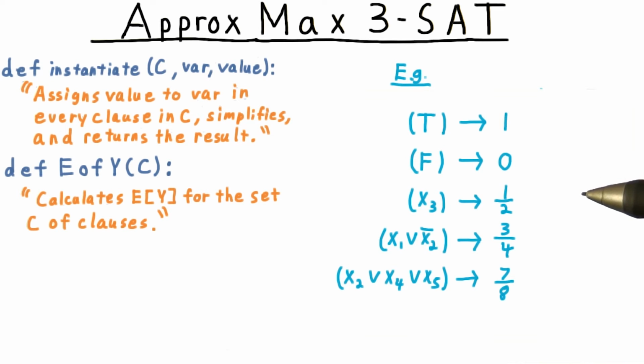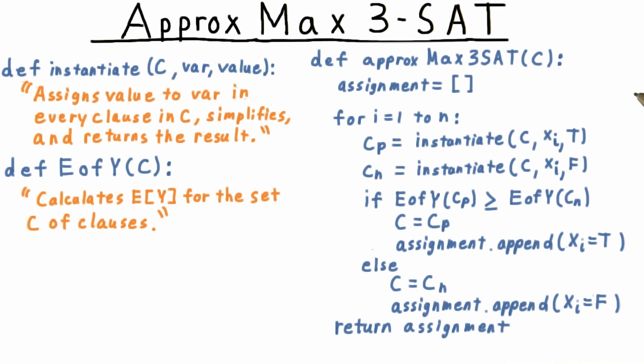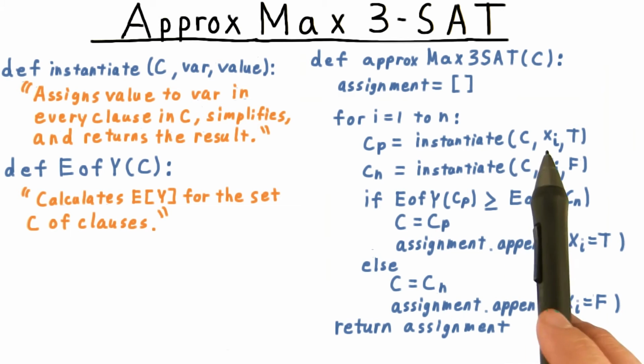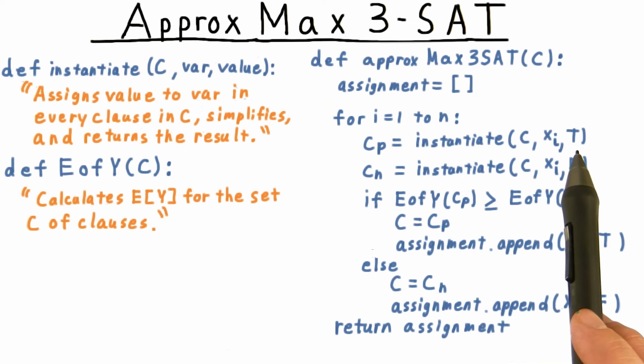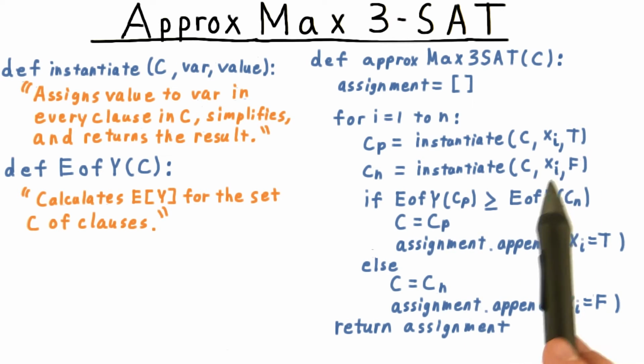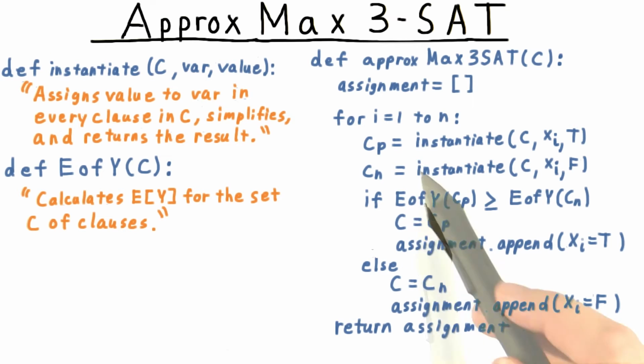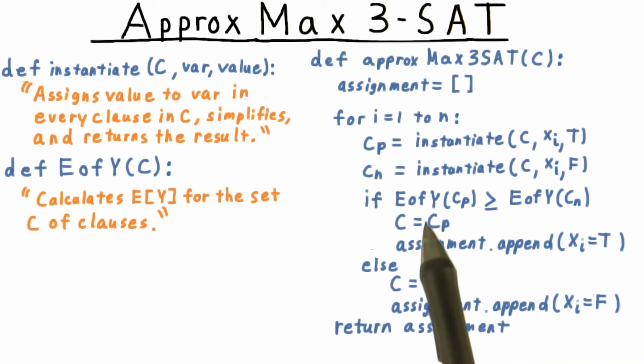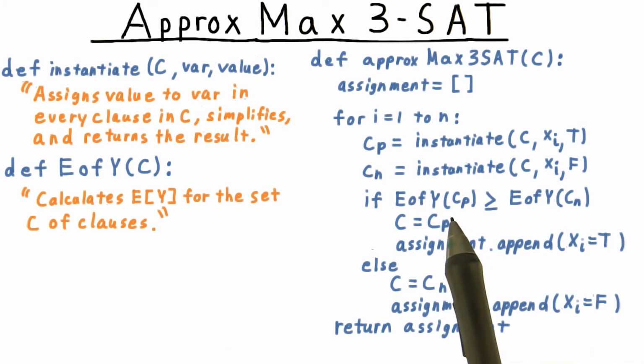The E of y procedure simply calculates these values for every clause and then sums them up using the linearity of expectation. With these subroutines defined, we can now write down our de-randomized algorithm as follows. We start with an empty assignment to the variables. Then, for each variable in turn, we consider the formula resulting from the variable xi being set to true and the one resulting from xi being set to false. Between these two, we pick the one that gives a larger value for E of y.